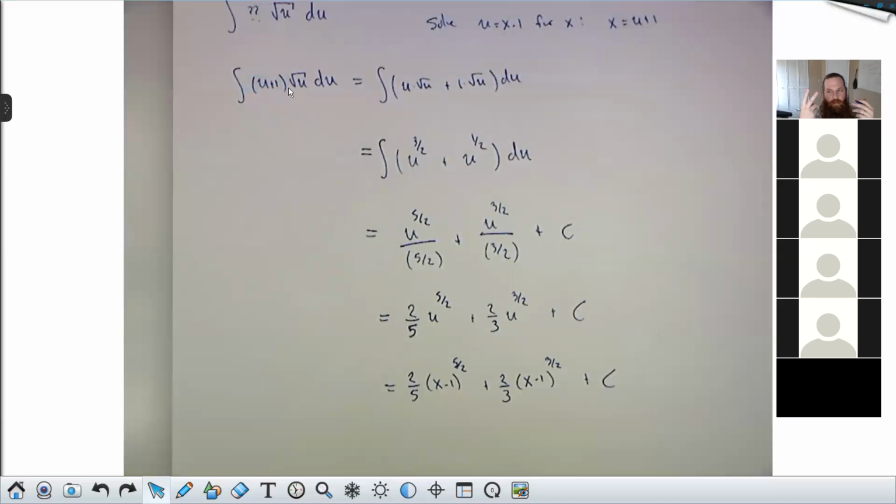So these are the two challenges in substituting. Maybe there's some variable stuff in your original integral that doesn't fit nicely into the substitution. That's what happened here. And you have to go back and solve your substitution for the original variable. And then any instances of that original variable still floating around, you just plug in whatever you got when you solved.